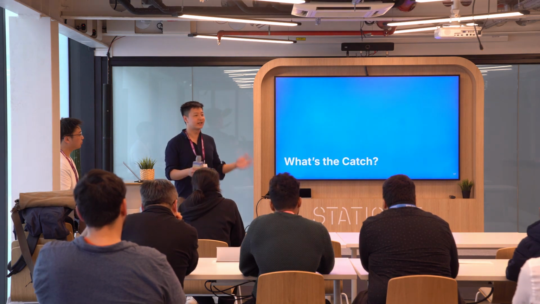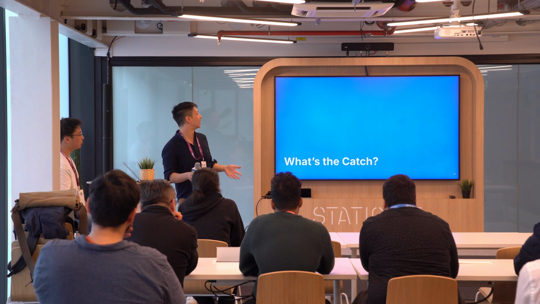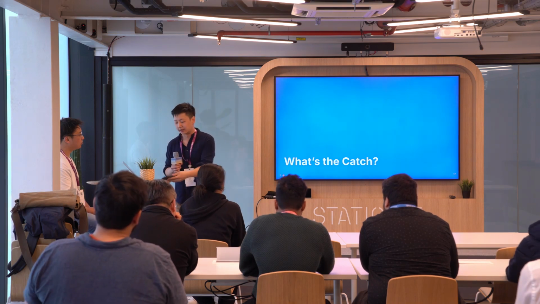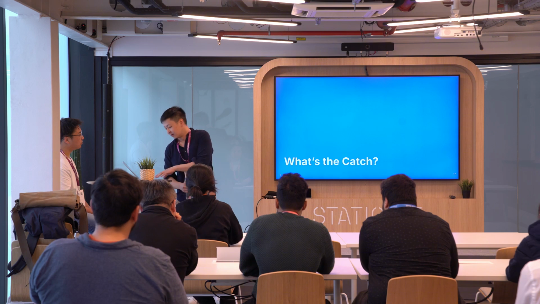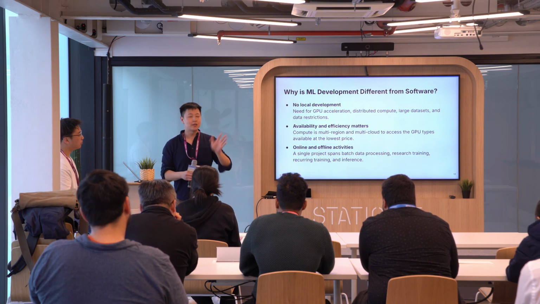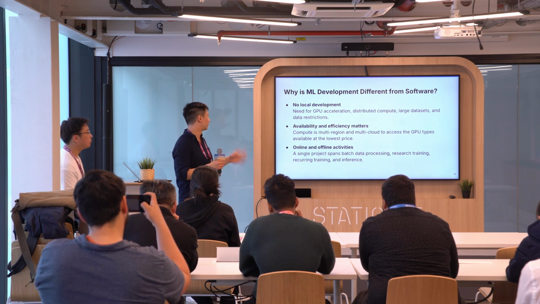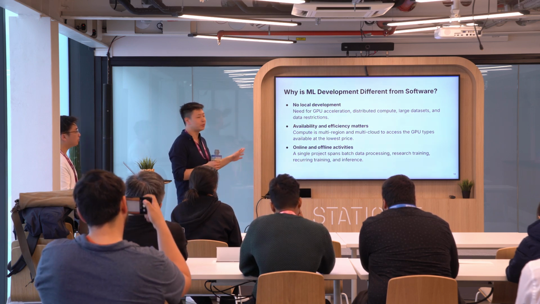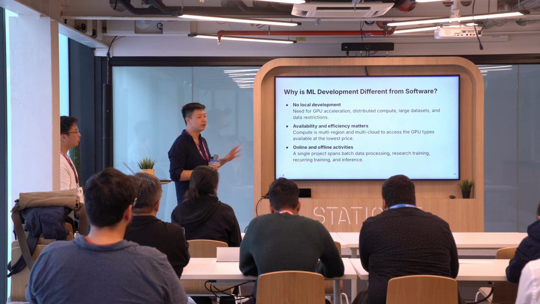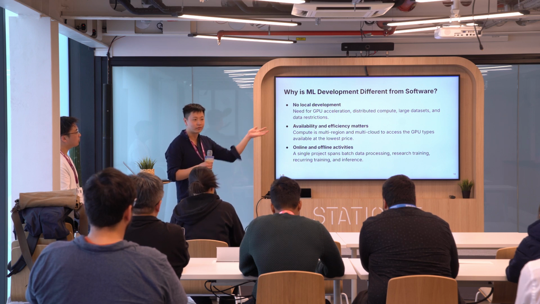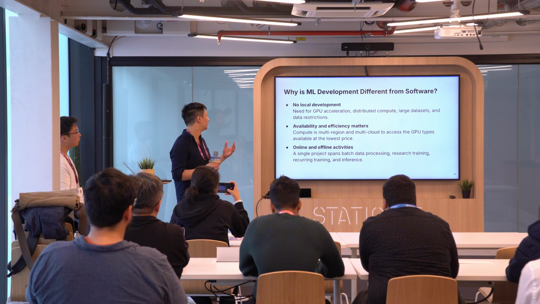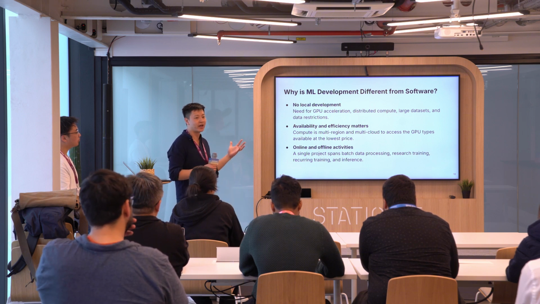So what's the catch, right? Why do people complain about Kubernetes if it's so much like the reference architecture that I'm describing? It happens because ML development is very different than software. There is no local development. And so there's a need for GPU acceleration, distributed compute, the ability to load large data sets, and sometimes in regulated environments, the data restrictions mean the data cannot move from the cloud onto your local machine. All of these things become true fairly early on in the life cycle of an ML team.